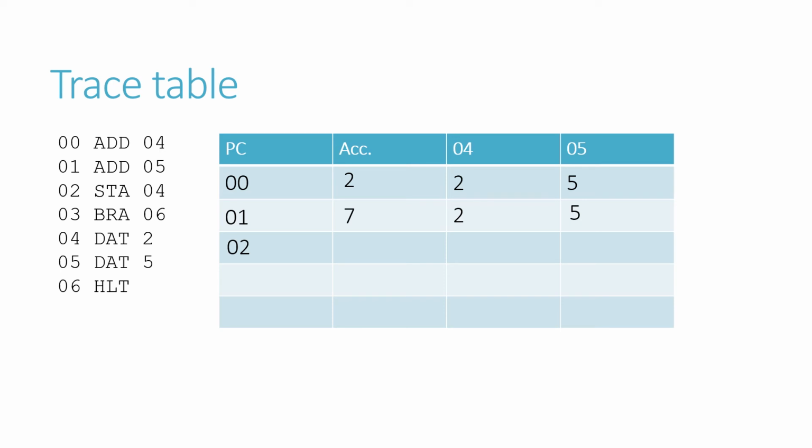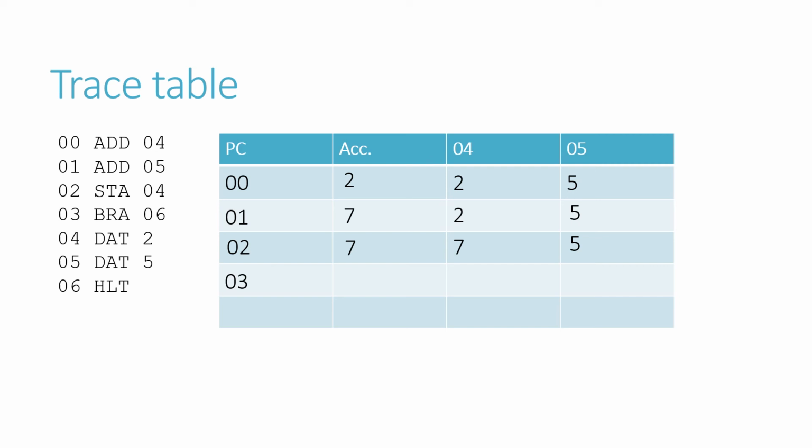At location 2, the command is store the accumulator back into location 4. So the accumulator is storing 7. We store that back to location 4, so it overwrites what was in location 4, and location 5 doesn't change. There's nothing to change location 5. The program counter now ticks on to memory location 3.